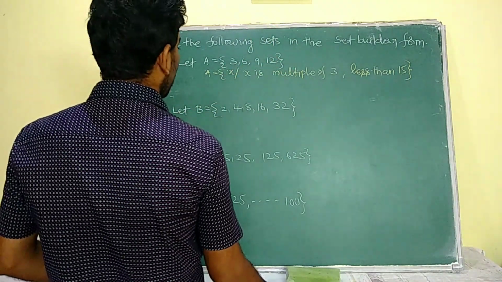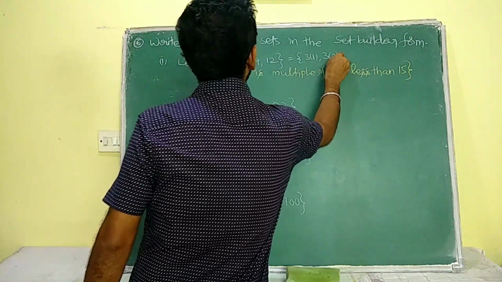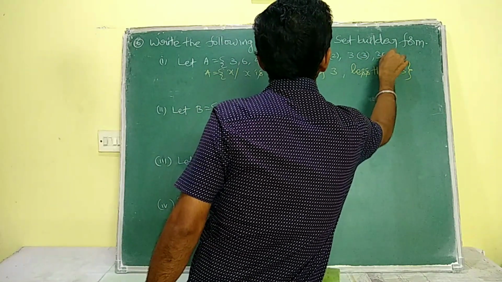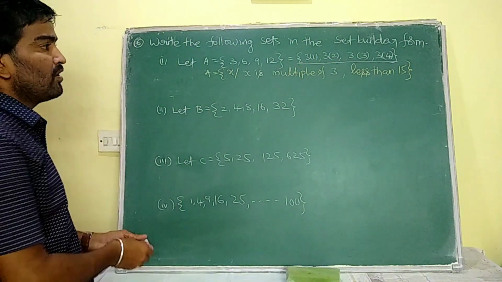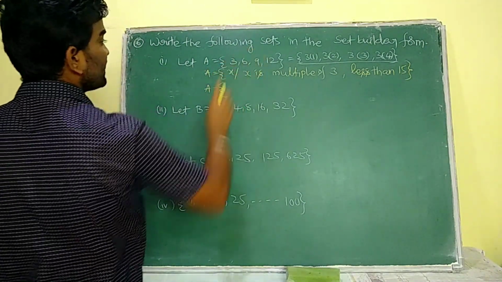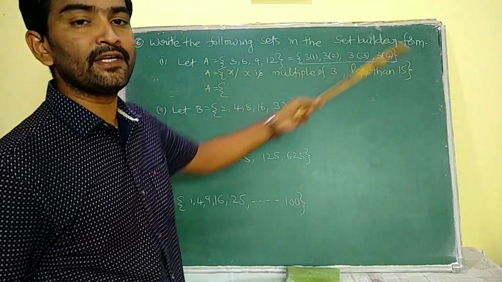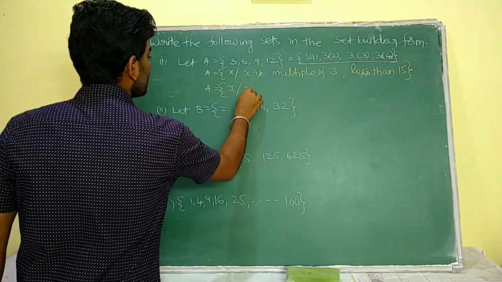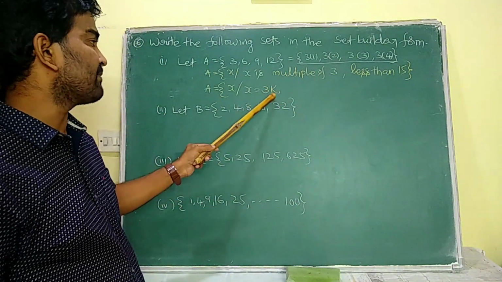Or I may express this set as 3 into 1, 3 into 2, 3 into 3, 3 into 4. You need not write this one. Just assume that in your brain. Now see here, every element of set A is like 3 into something. 3 into 1, 3 into 2, 3 into 3, 3 into 4. That's why every element of set A is like x, and x is like 3 into something. Instead of that something I am taking k.